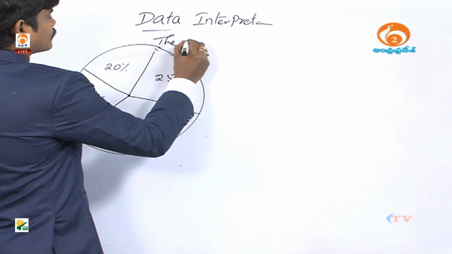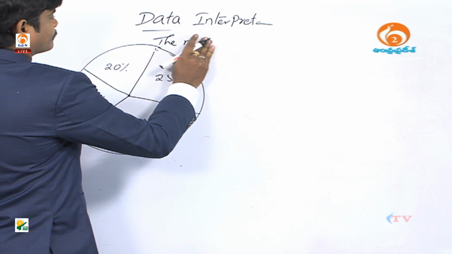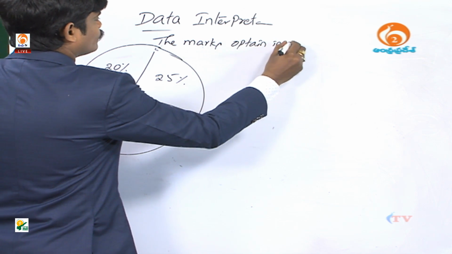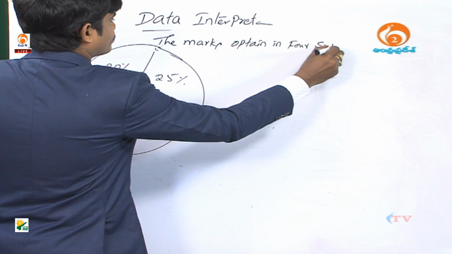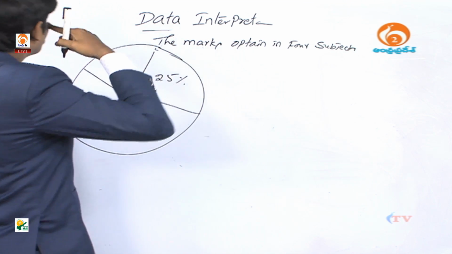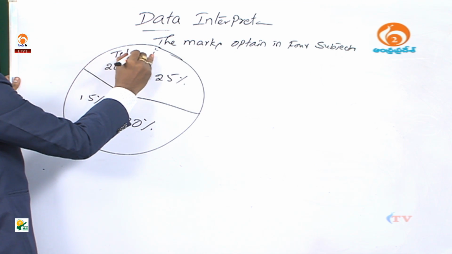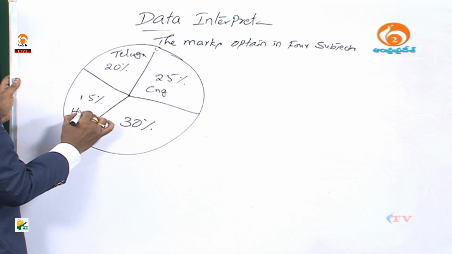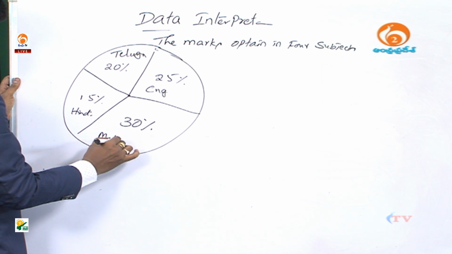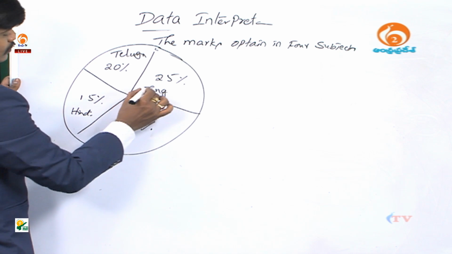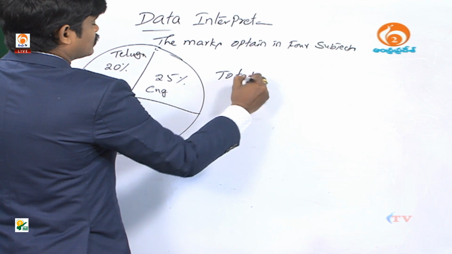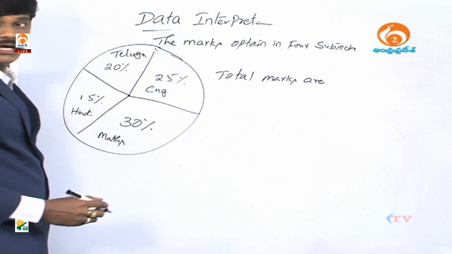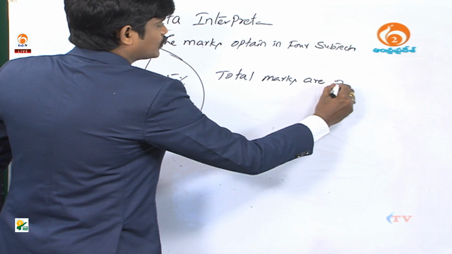The marks obtained in 4 subjects: first one is Telugu subject, second one is English, third one is Hindi, and fourth one is mathematics. Total marks are 200.